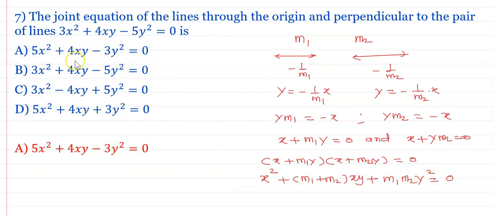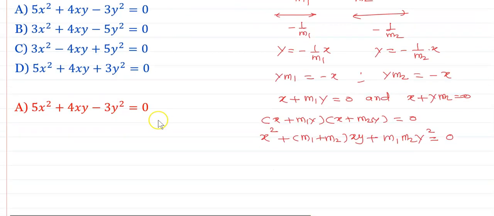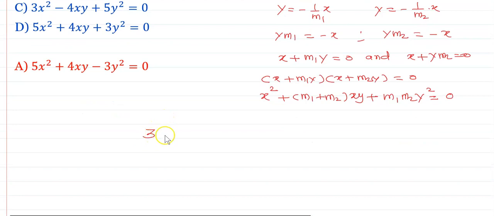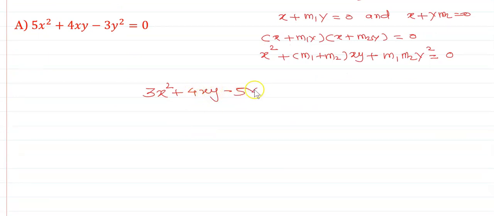Now from this equation, what is the joint equation of the pair of lines that was given to us? It is 3x square plus 4xy minus 5y square equal to 0.